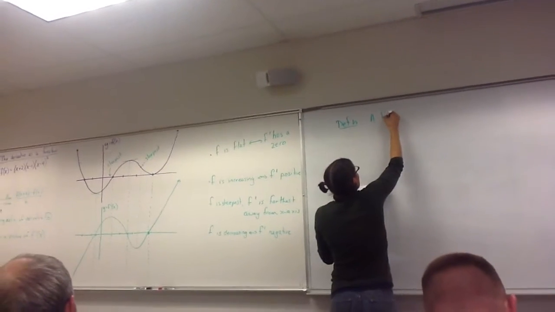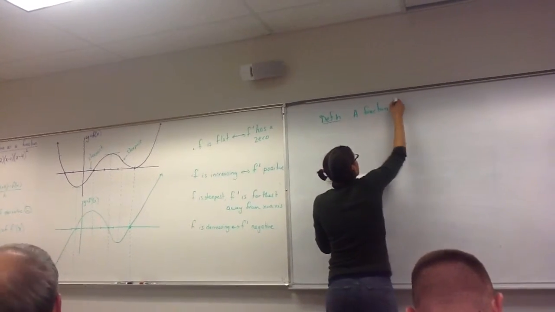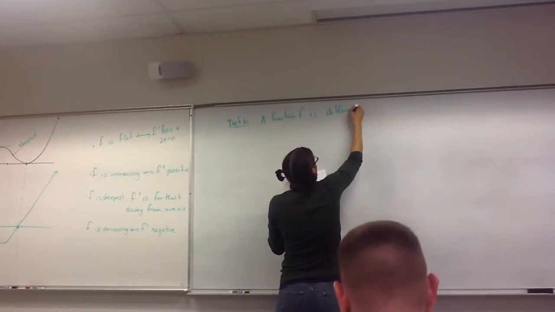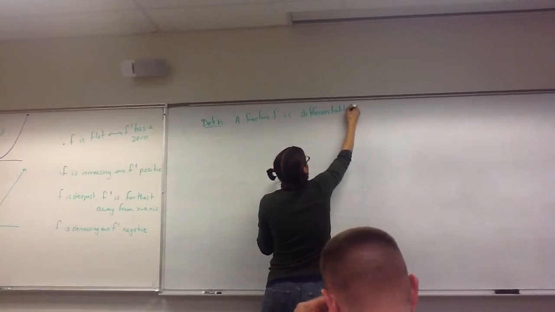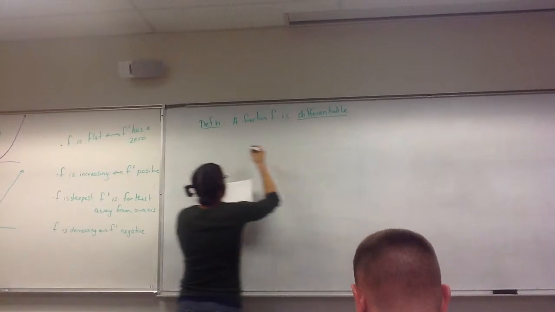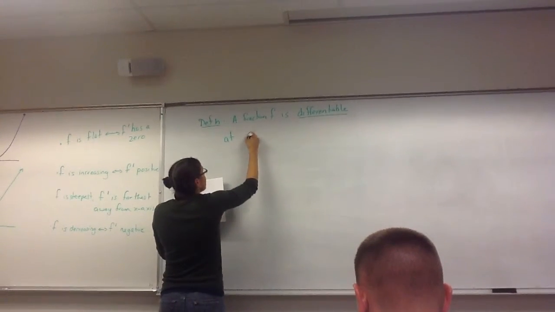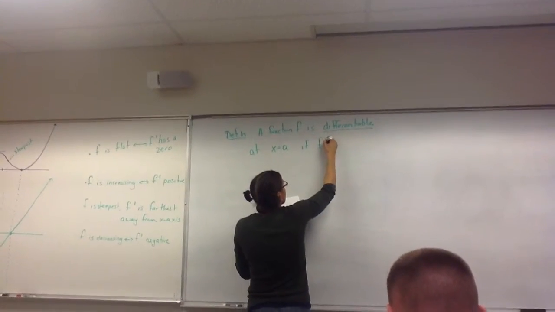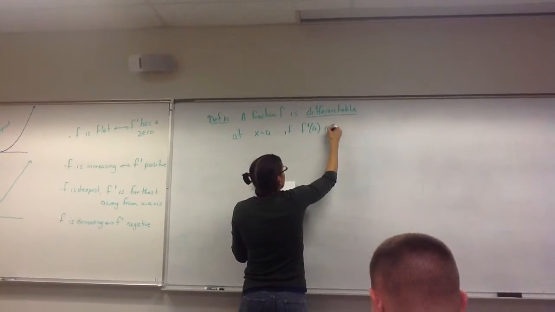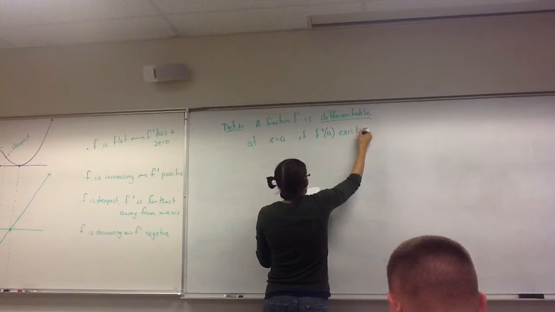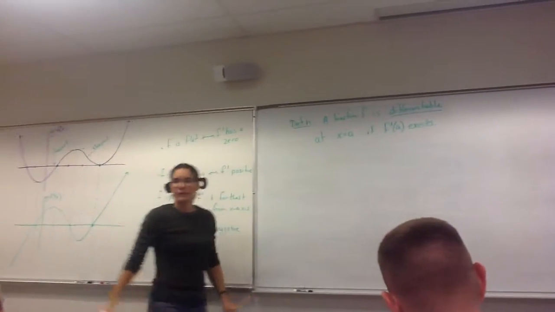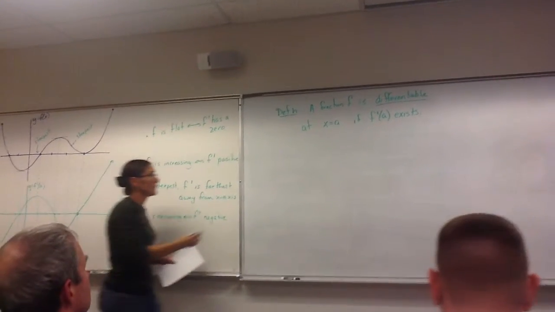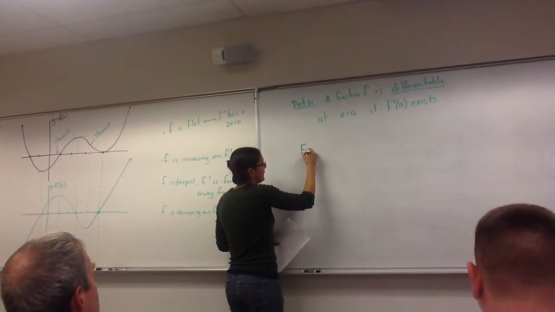All right, so a function f is called differentiable at x equal to a if f prime of a exists. All right, so let's take a look at an example.